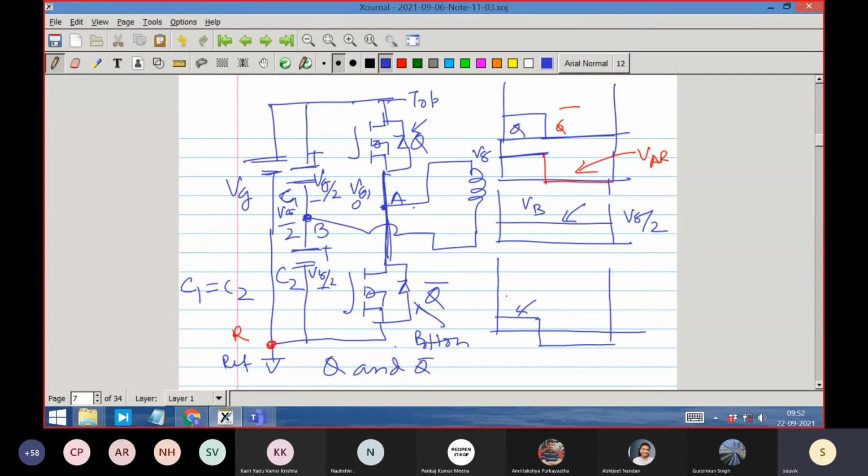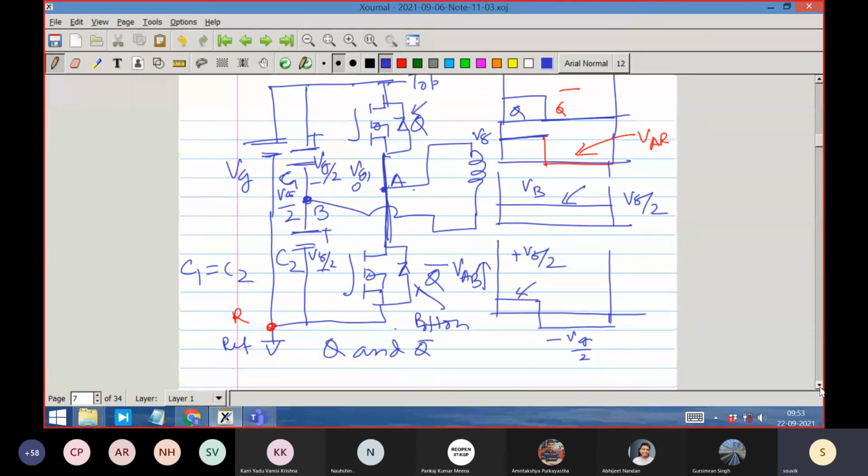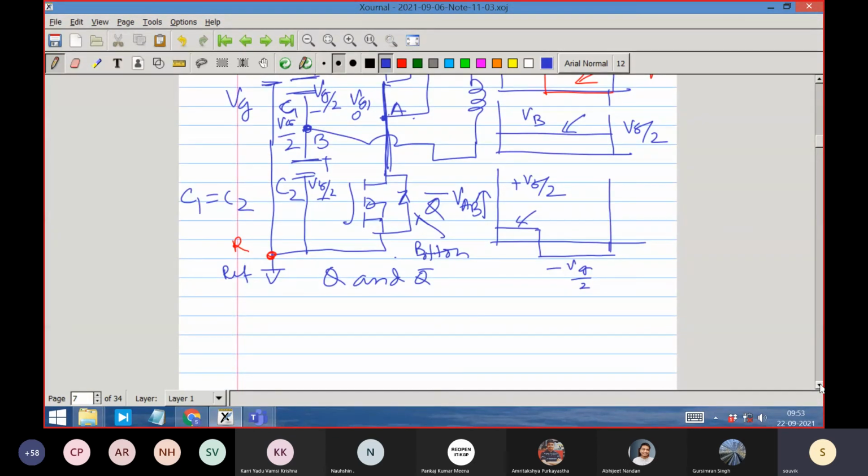On time, the voltage is how much? Plus Vg by 2. This is VAB, right? And off time it will be minus Vg by 2. So in order to have a volt-second balance, what is it imposing? It is imposing the condition that you apply Vg by 2 for 50% of the time and minus Vg by 2 for 50% of the time. Then volt-second balance will be happening.